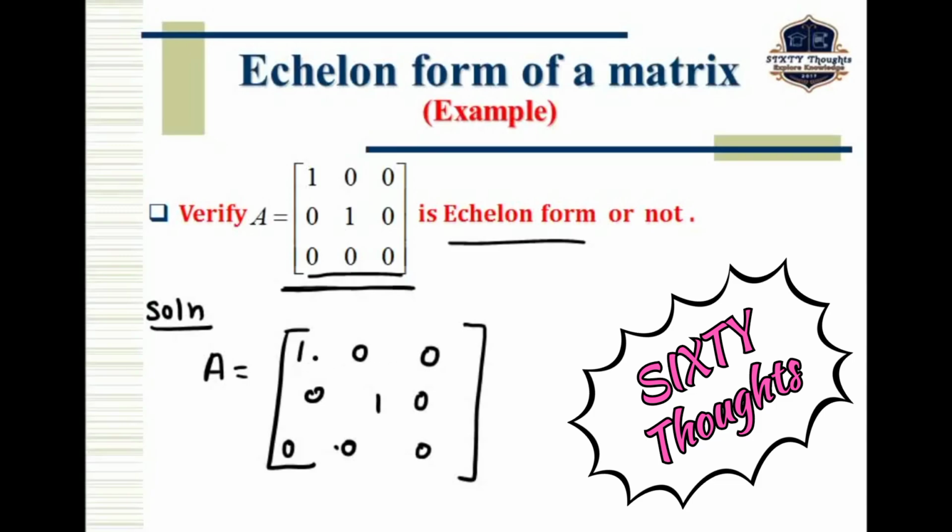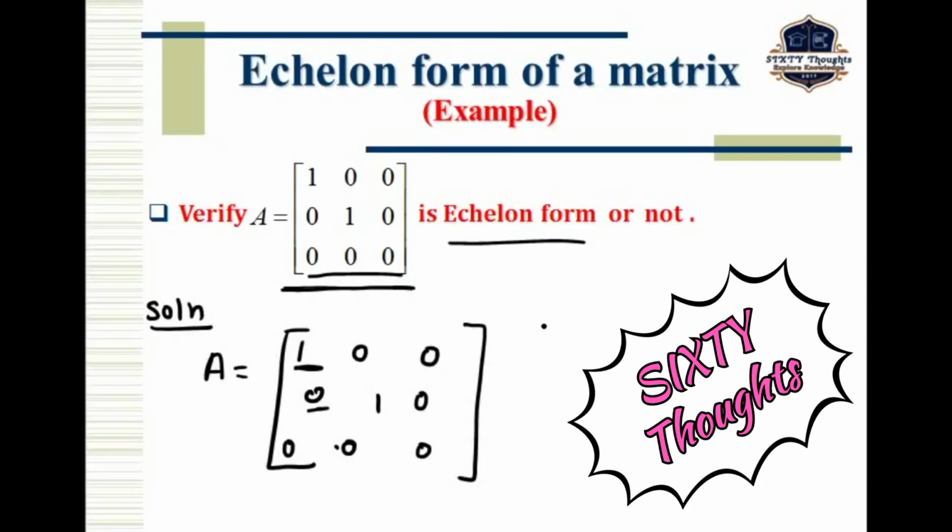What is the second condition? In each row, the first non-zero element should be equal to 1 only. The first row's first element is equal to 1 only. The second row's first element is 0. Therefore, it is an optional condition only, so there is no need to verify the second one; we go directly to the third condition.